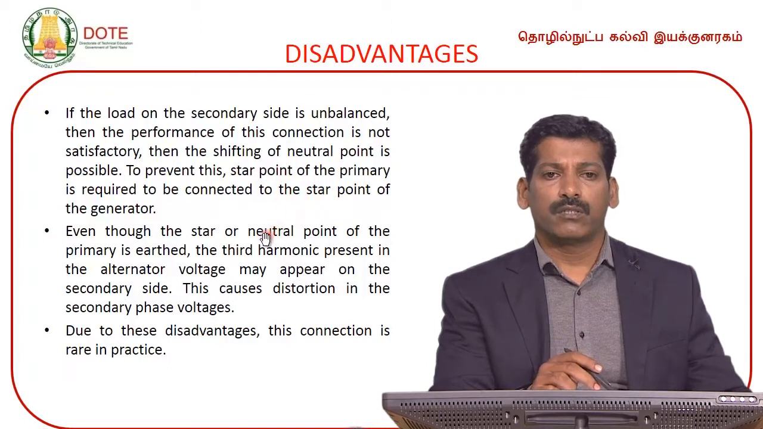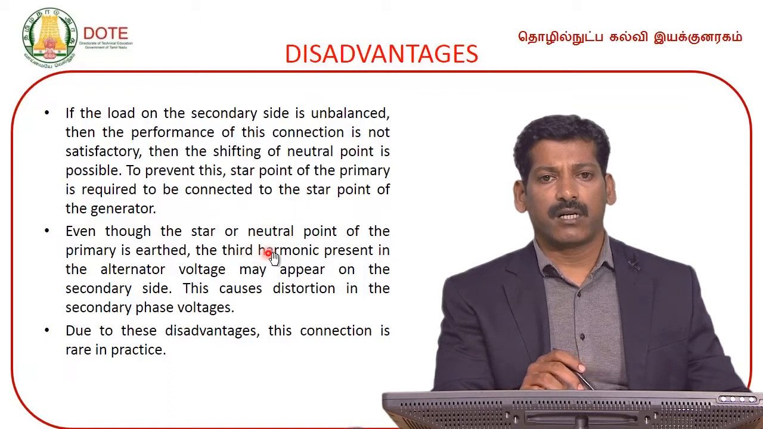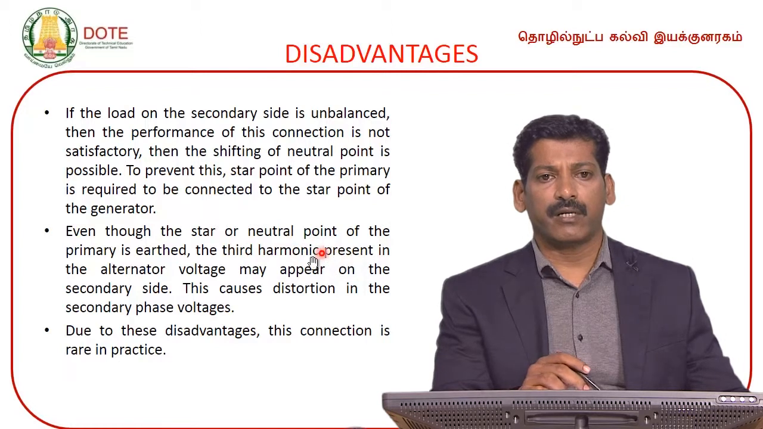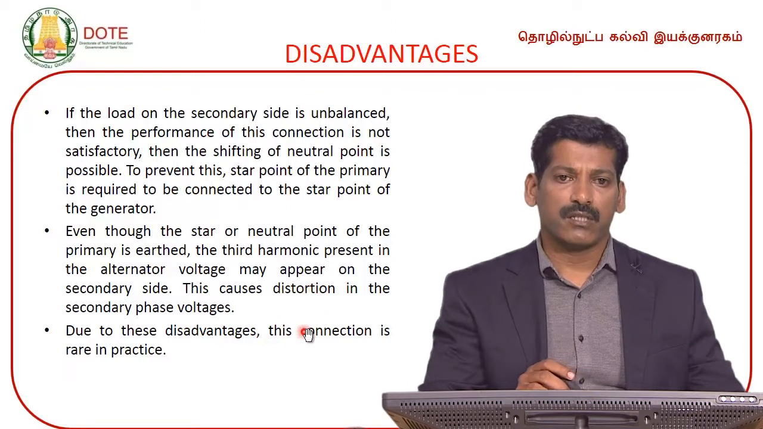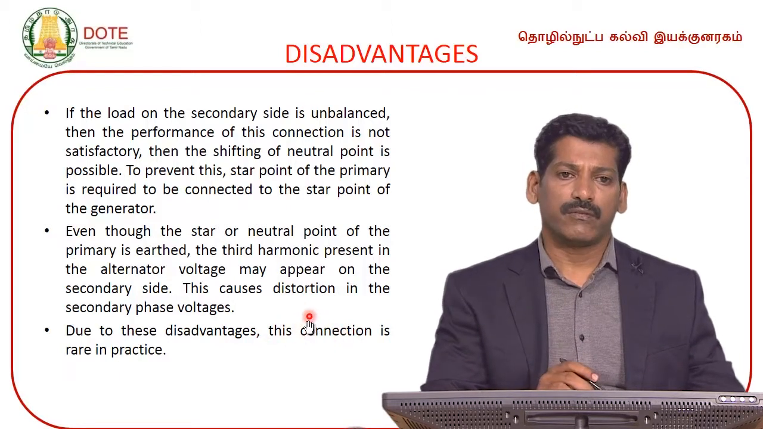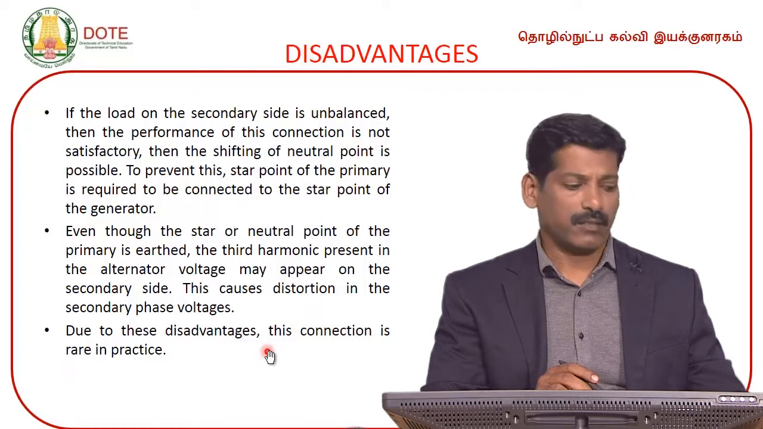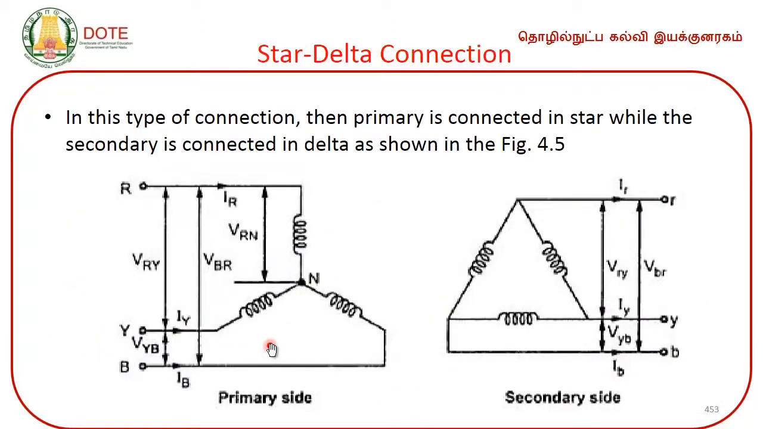Even though the star or neutral point of the primary is earthed, the third harmonic present in the alternator voltage may appear on the secondary side. This causes distortion in the secondary phase voltages. Due to these disadvantages, this connection is used very rarely in practice. Then we will move on to star delta connection.